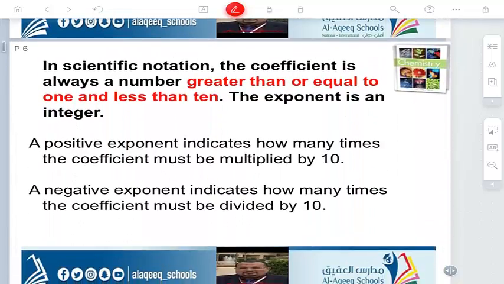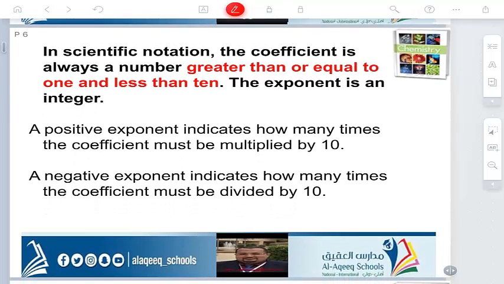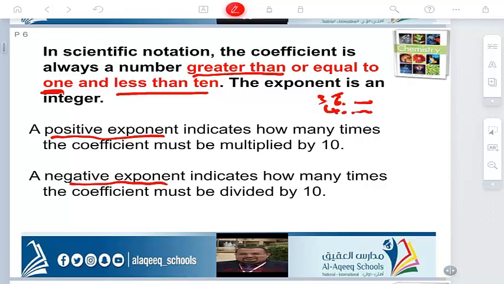You have to make the number greater than or equal to 1 and less than 10, or we can say between 1 and 10. It must be a number like 3, 6, 4, whatever, point something, and so on. Sometimes the exponent is positive, sometimes it's negative. The exponent, 10 to the power of something negative or 10 to the power of something positive.